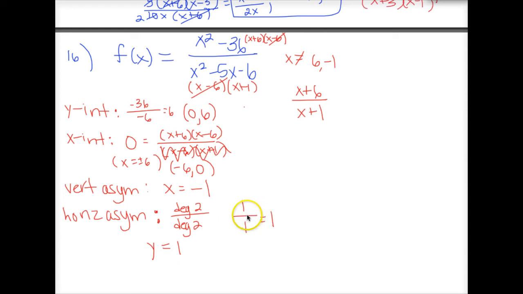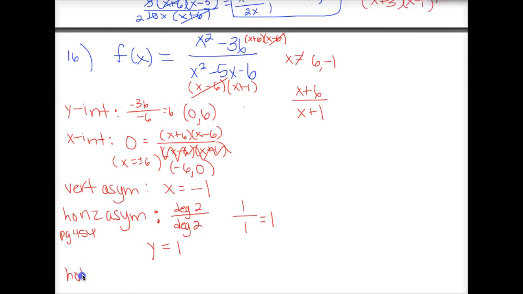Remember, if the denominator degree is bigger, then you write y equals 0, the x-axis, as your horizontal asymptote. When the degree is larger in the numerator, then you write none. There is no horizontal asymptote. So again, that is all on page 454. You have to have those memorized. Okay, I found x-intercepts, I found y-intercepts, I found vertical and horizontal asymptotes. The only thing left to find are the holes.